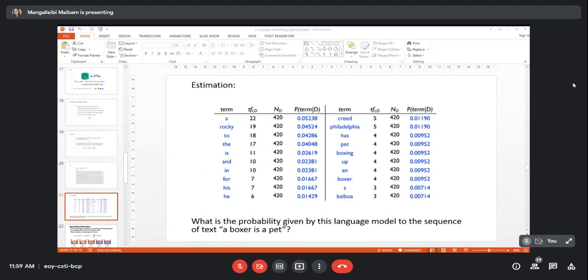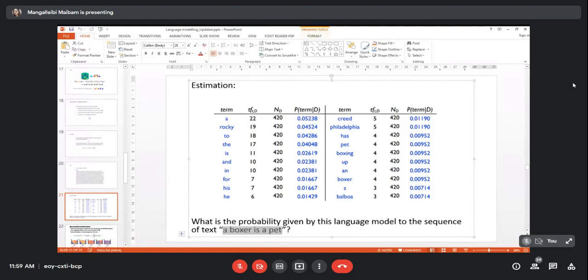When you are asked to find the probability for a given query, for example, a boxer is a pet, then in the same way as in unigram language modeling, we have to find the probability for A, for boxer, for is, again for A, then pet, and finally you multiply all the probability values. That will give you the probability for this particular text.